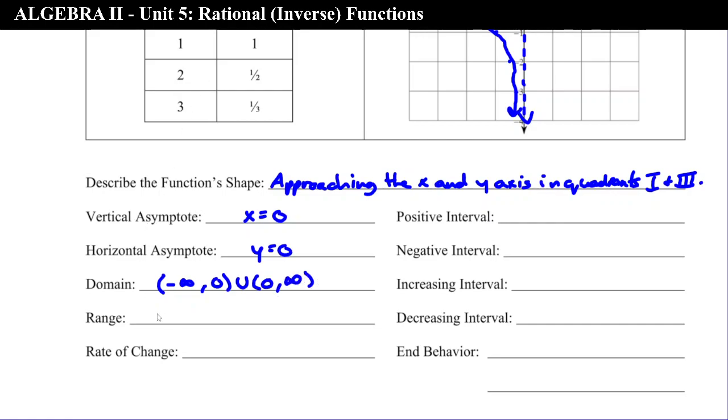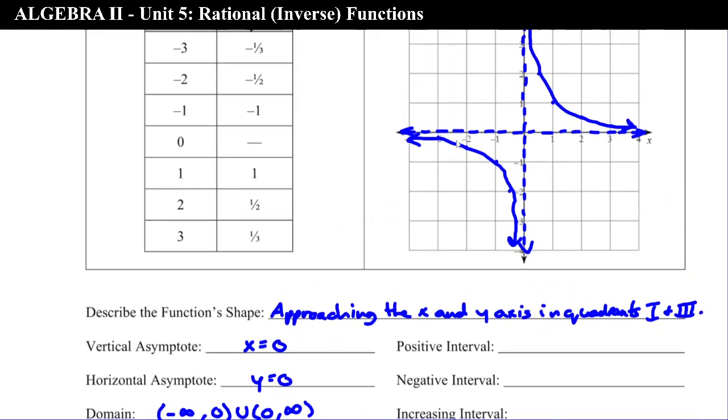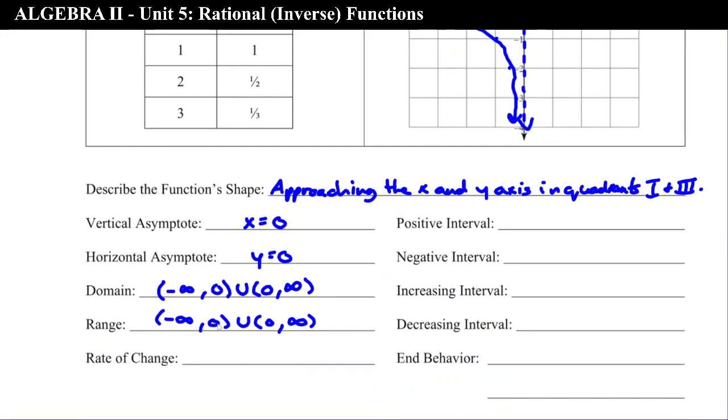Our range is the same thing from bottom to top, with that horizontal asymptote preventing us from using 0. Now for the rate of change, let's look at this from 3 to 3, you have a rate of change of 1. From 2 to 2, you have a rate of change of 1. Same thing on the other side. So generally speaking, if you're moving from one thing to another, your rate of change is 1.